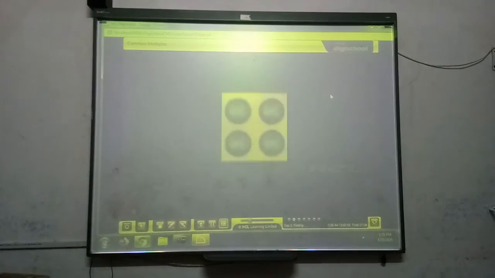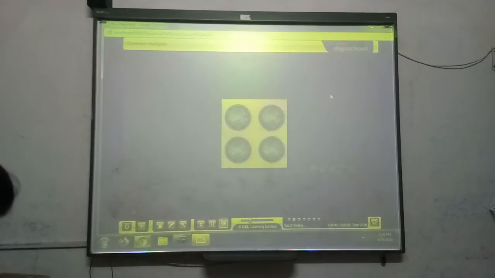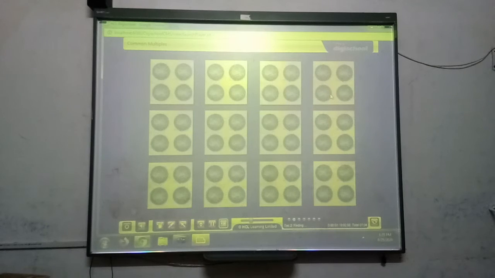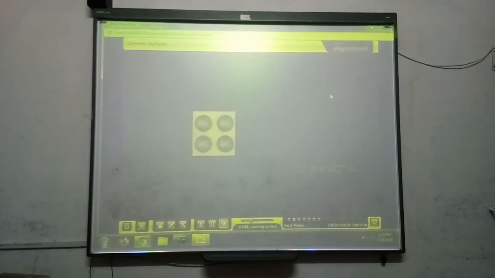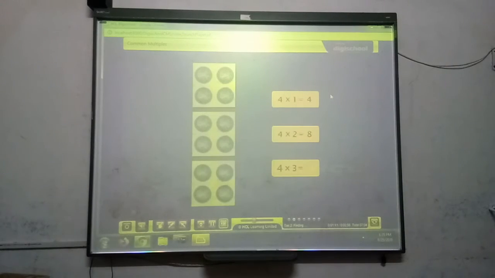On the other hand, blue buttons come in packs of 4. This means that Sarah can buy blue buttons in multiples of 4. For example, if Sarah buys one pack of 4 blue buttons, she gets 4 into 1 or 4 blue buttons. If she buys 2 packs of 4 blue buttons, she gets 4 into 2 or 8 blue buttons. Similarly, if she buys 3 packs, she gets 4 into 3 or 12 blue buttons. Here, 4, 8 and 12 are multiples of 4.